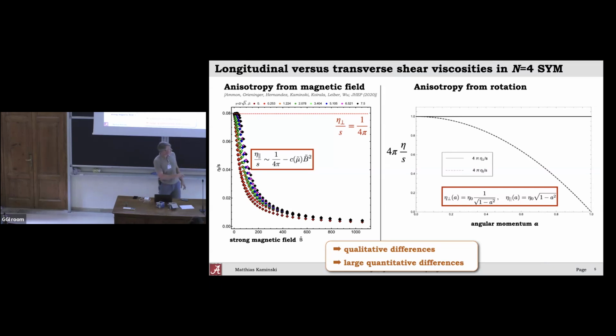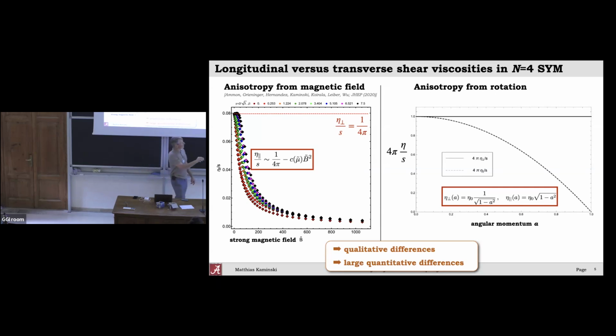If you have B tilde of order 1, that's where the magnetic field is of order the temperature squared. What happens here is when you make this magnetic field very strong compared to the temperature, that's when you go to the right on this graph, then this quantity that's plotted here goes down to approximately 0. And what's that quantity? It's the parallel shear viscosity divided by entropy density. If you have isotropy, this quantity stays at 1/4 pi for the whole range, right?